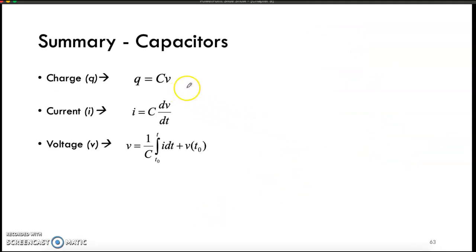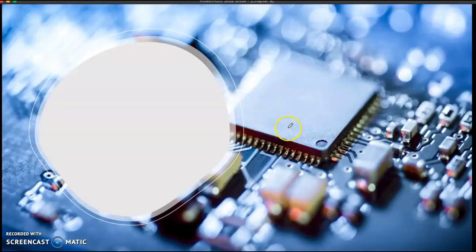Okay. So as a summary, what is charge? Q equal to CV, I equal to C dV/dt. What is V? V equals 1 over C integral of I dt plus the initial value. So that's all about the capacitor.